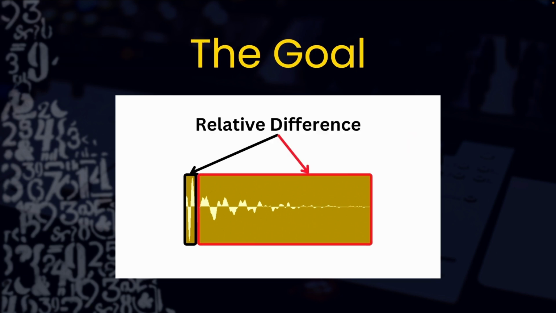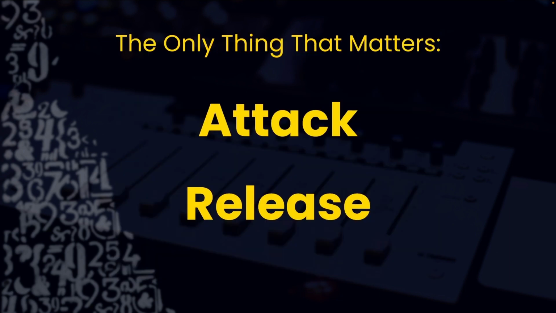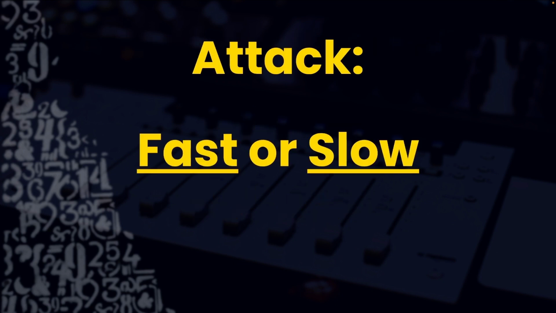The goal with compression is to control the relative difference between the transient and the tail with 3 of the styles of compression. The only thing that actually matters with your compressor is the attack function and the release function. An attack can either be fast or slow. Fast is defined as it captures the transient, so it clamps down on that first part of the note, and then slow is it does not clamp down on that first part of the note.